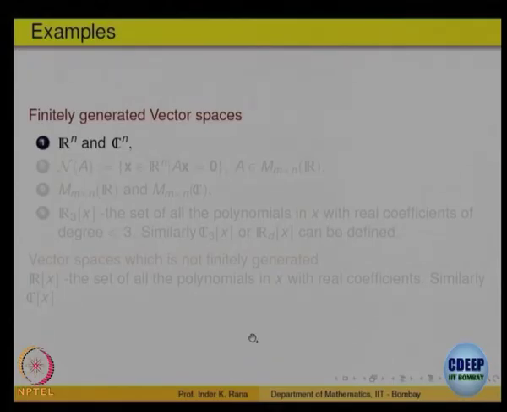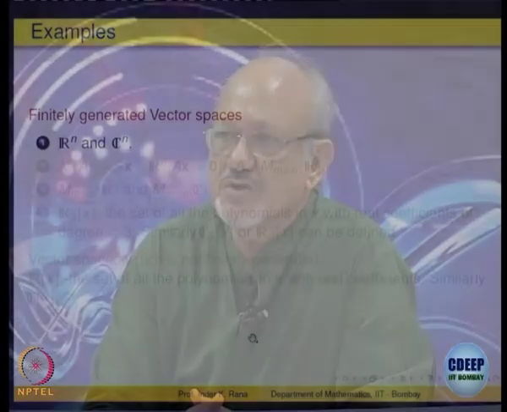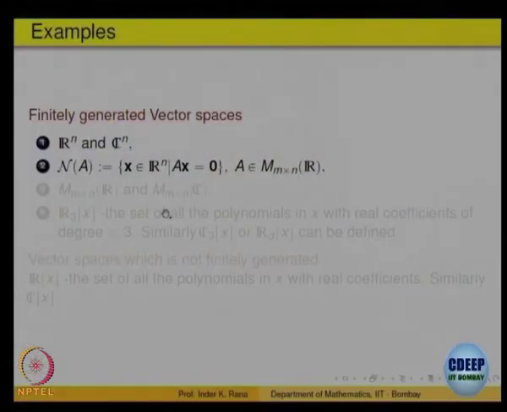Yes, we know that the standard basis is there: 1 0 0, 0 1 0, right. That is the standard basis for R n, similarly for C n. Null space is actually a subspace of R n, so that is also finitely generated, and that became an important thing in our solving of systems of linear equations: how to find a basis for N of A. What is the dimension of N of A? We call that the nullity, and finding a basis for N of A, right, that is the solution space of a homogeneous system.